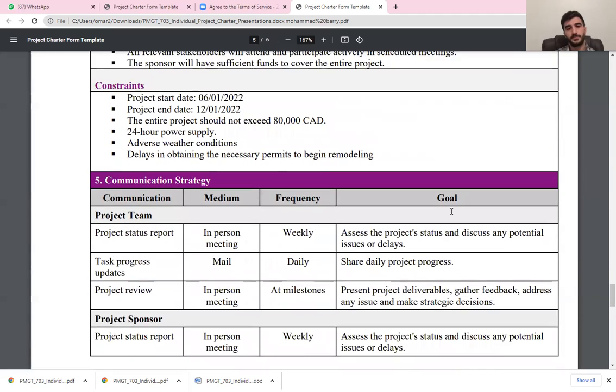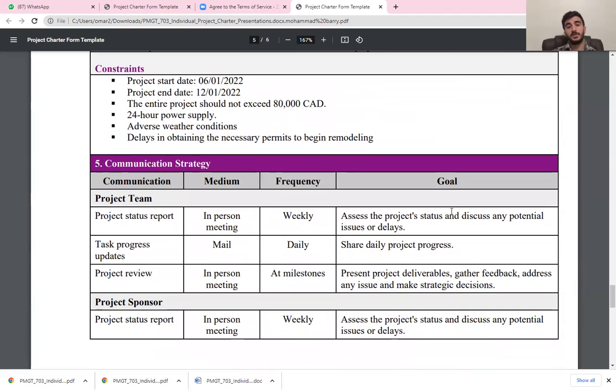Communication strategy. For each process and each project, there is a communication strategy to make sure that everyone knows what they are doing, the client is updated, and the project manager knows what the team is doing.